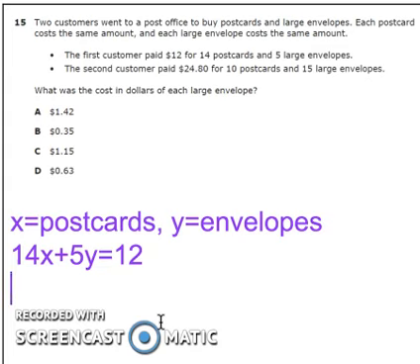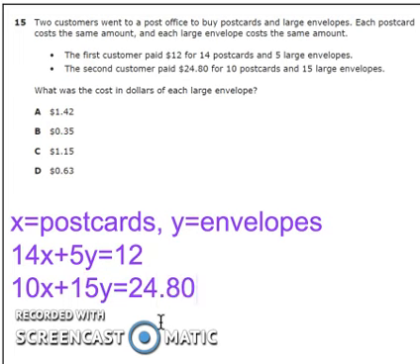Okay, so keeping in mind the postcards and the envelopes, I paid a total of $24.80, but I bought 10 postcards, so 10x plus 15y equals 24.80. So that was postcards, envelopes, and our total, and then same down below.